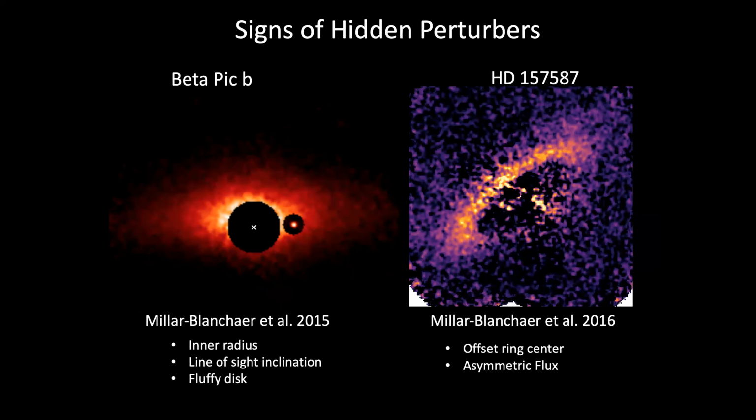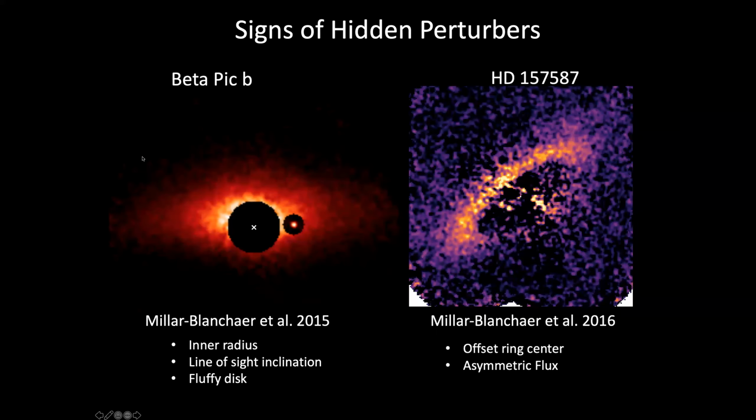Now, once we have these images of disks, one of the things we can do is search for signs of hidden perturbers. So these are hidden planets that are having a dynamical effect on the morphology of the disk. Two of the studies that I carried out I'm going to highlight here. One is on the Beta Pictoris system, and one is on HD 157587. Here in this Beta Pic image, we're seeing the Beta Pic disk as this kind of nebulosity. I've overlaid the planet in total intensity and the disk we're seeing in polarized intensity.